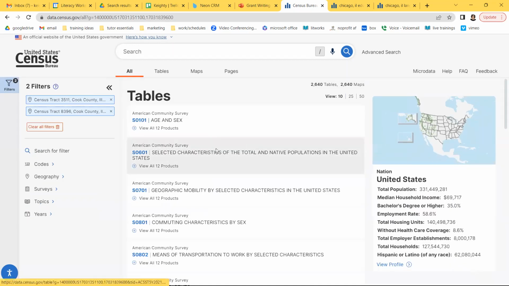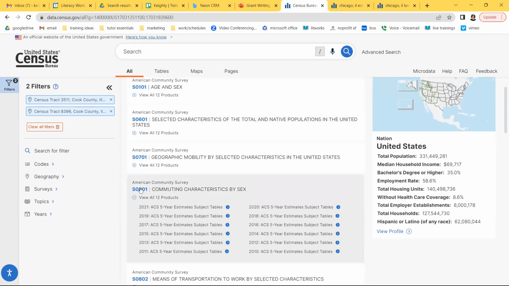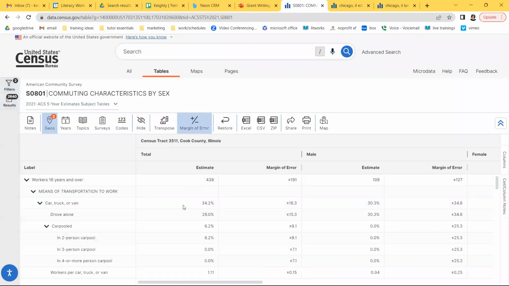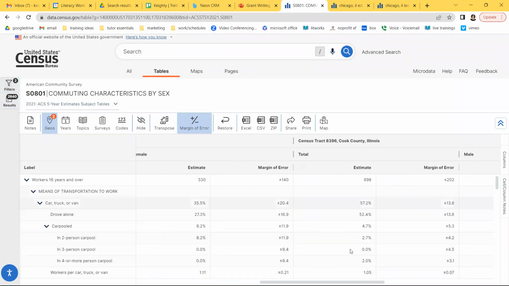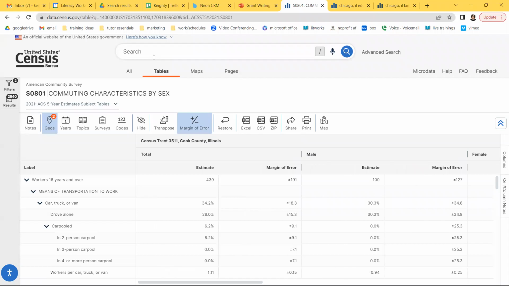So now here is all the information we need. We didn't type in a topic, but we can add a topic. Now we can search commuting characteristics by sex if we wanted to for these two areas. If we click on this table, now we're going to see here's the first tract we picked, and here's the other tract we picked. If you have three or even more tracts in your service area, the table would just go really long, but it gives you the total, and then you can look in each specific area. So it gives you a little bit more flexibility on finding the things.